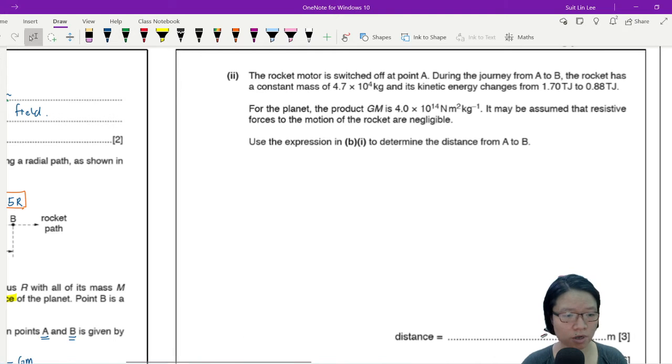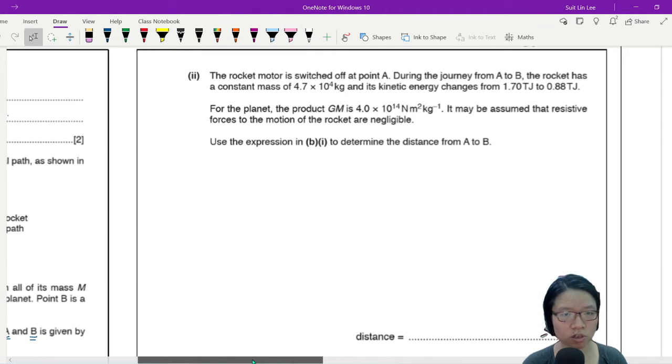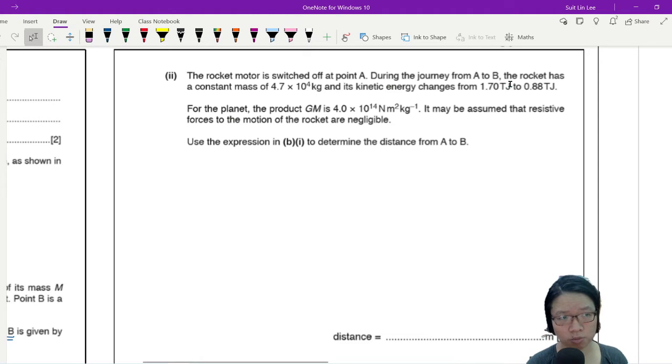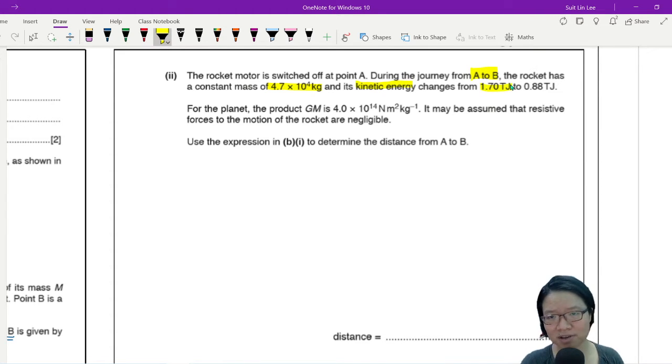So anyway, our rocket motor is switched off at point A during the journey from A to B. Oh no, is it a malfunction? Are we going to die? Kidnapped by aliens? Anyway, the rocket has a constant mass of this much, pretty light rocket, and the kinetic energy changes from 1.7 terajoule to 0.88 terajoule.